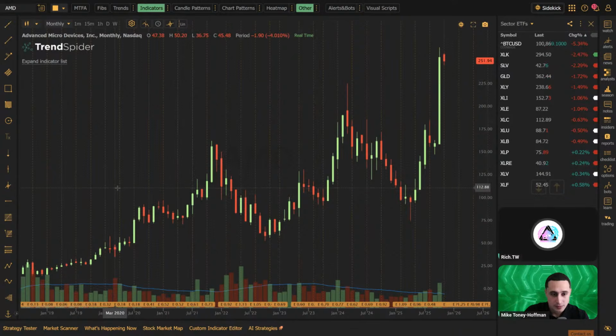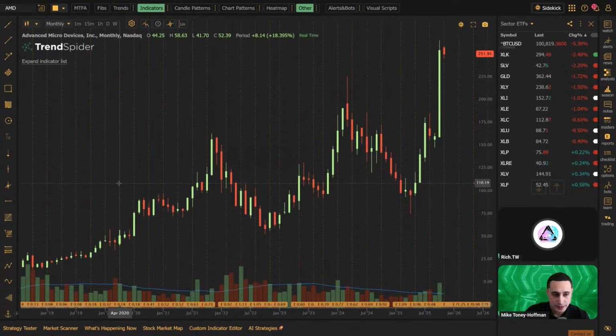So how do you figure out where you want to get in? Right here with AMD, the pattern that I'm going to show you guys is a cipher pattern. It's an advanced Fibonacci. But if we take our low anchor from $36.75, this is back in the COVID low.